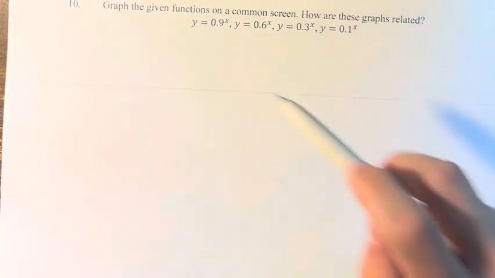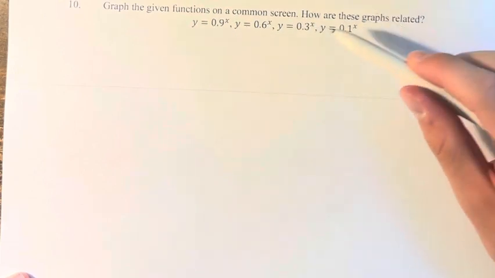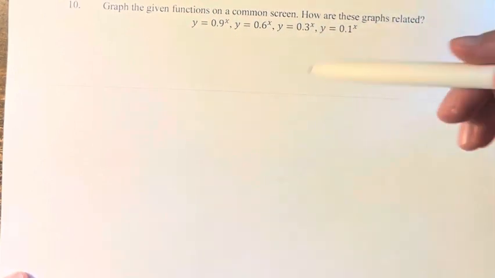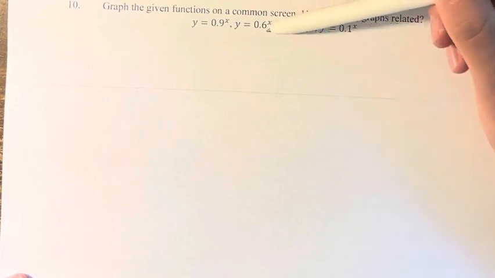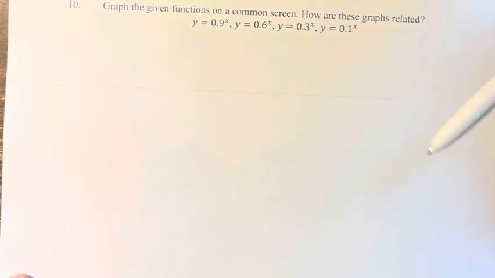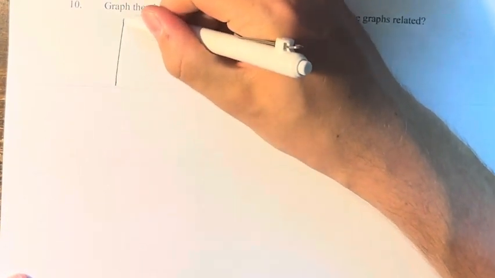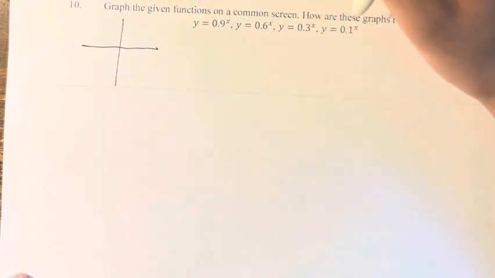In this problem, we're asked to graph the given functions on a common screen, and we're asked how these graphs are related. So we have y equals 0.9 to the x, 0.6 to the x, 0.3 to the x, and 0.1 to the x. We have all these exponential functions, and we can see that their base is less than 1.